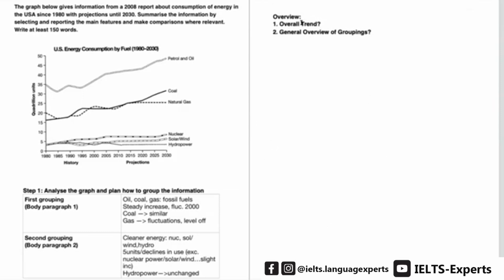So remember, we have to look at the overall trend or the general overview of groupings. And if we look here at our example, you see that all of the options here have expectations for growth, and you see predictions for similar trends pretty much. If we look at our first group, again, remember that's petrol and oil, coal and natural gas. They have all shown general increases since the start of the period because you see they started here at either right about 15, 20, or 35, and they have continued to grow.